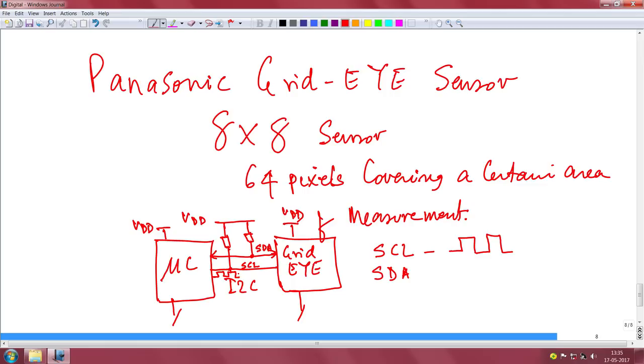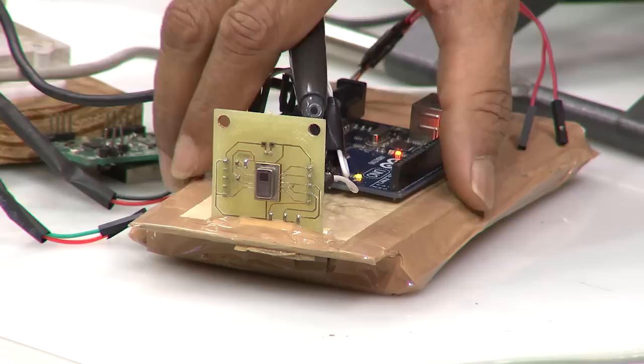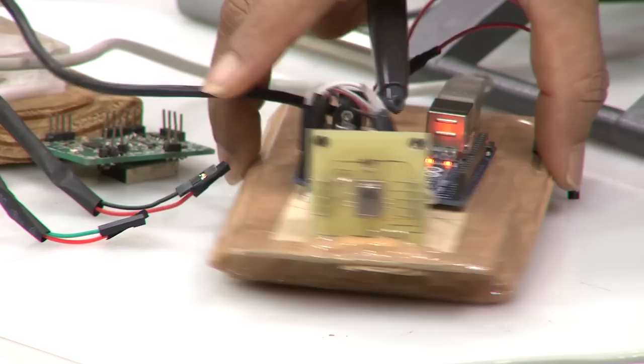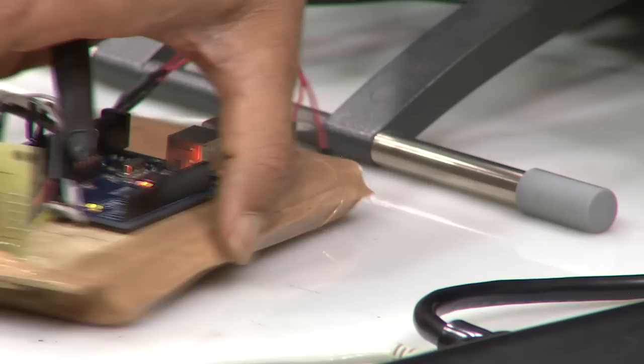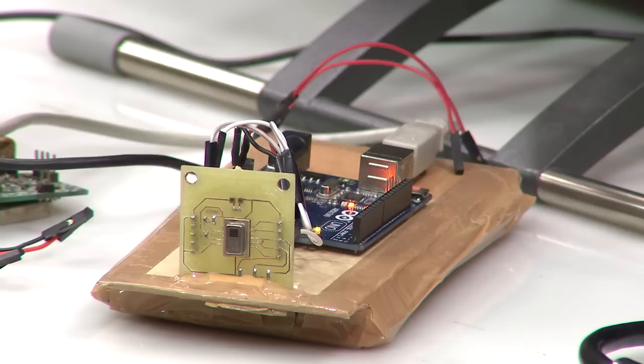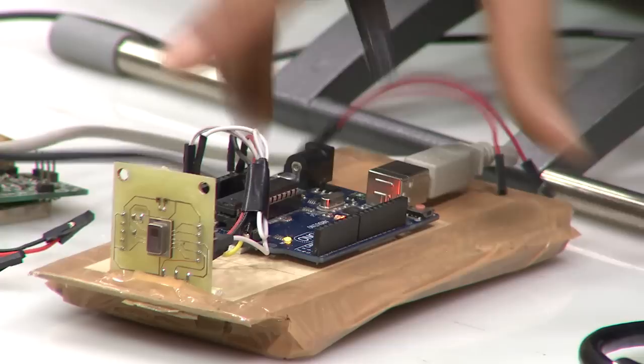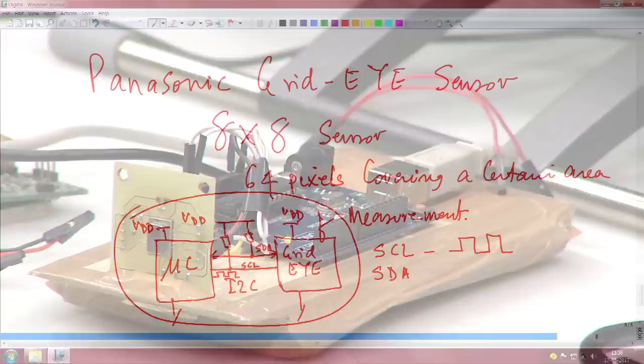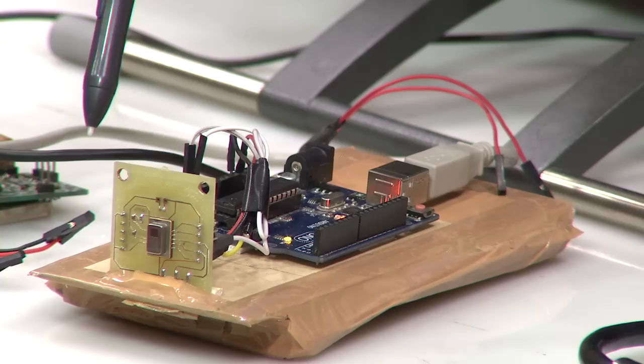This is the essential interface. Going back to this setup, let us see how this whole thing that I have shown here is realized in actual practice. Let us look at this hardware. This hardware has this Panasonic Grid-EYE sensor here, and this is a standard Arduino board, the microcontroller board that we have been talking about. So it is the interface between the two of them. If you develop this I2C driver and focus it on any surface that you want to measure, you will see 64 pixel elements, which I am showing here.